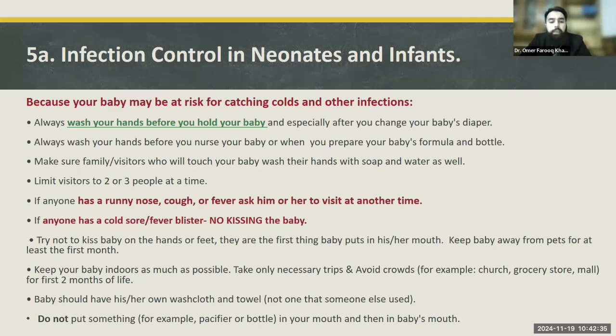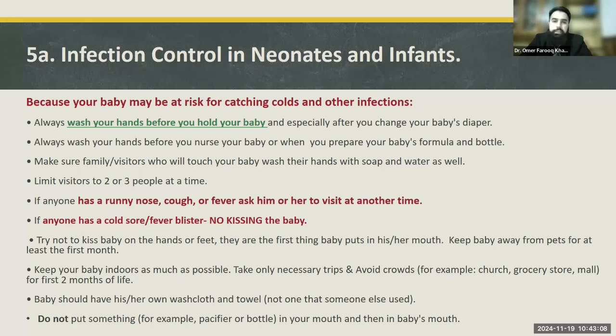Try not to kiss the baby on hands and feet. They are the first thing baby puts in his or her mouth. Keep baby away from pets for at least first month. Well, in my clinical practice, I advise keeping baby away from pets for at least first 3 months of life, because their immunity is so weak and pets are laden with too many bacteria which are so foreign, so new for the babies. So keep baby away from pets according to my guidelines, according to my clinical practice, at least first 3 months.